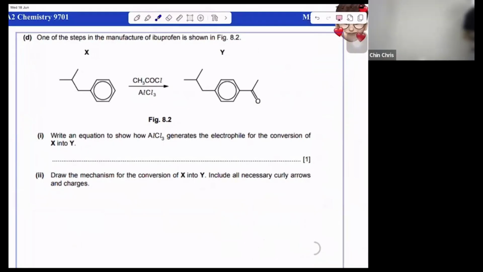Your benzene chapter is 100 and 1,000% coming out in your A2. This chapter alone is 100 and 1,000% coming out in A2, which is why I'm moving very slowly.